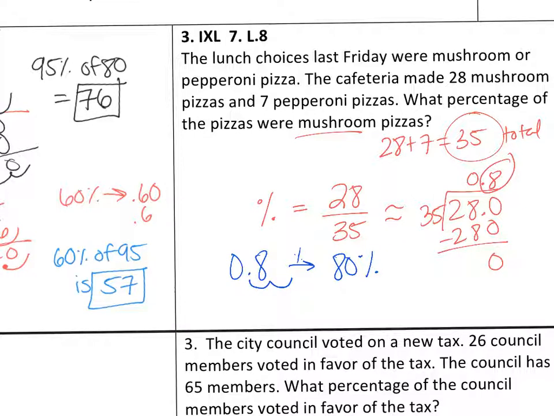So then we would write in a sentence, if you can squeeze it in there. What percentage of pizzas were mushroom pizzas? 80% of the pizzas were mushroom pizzas.